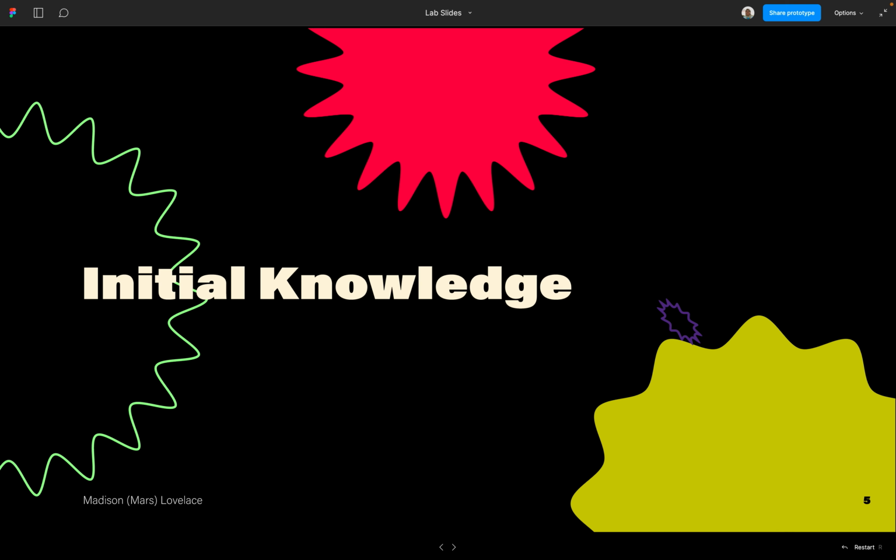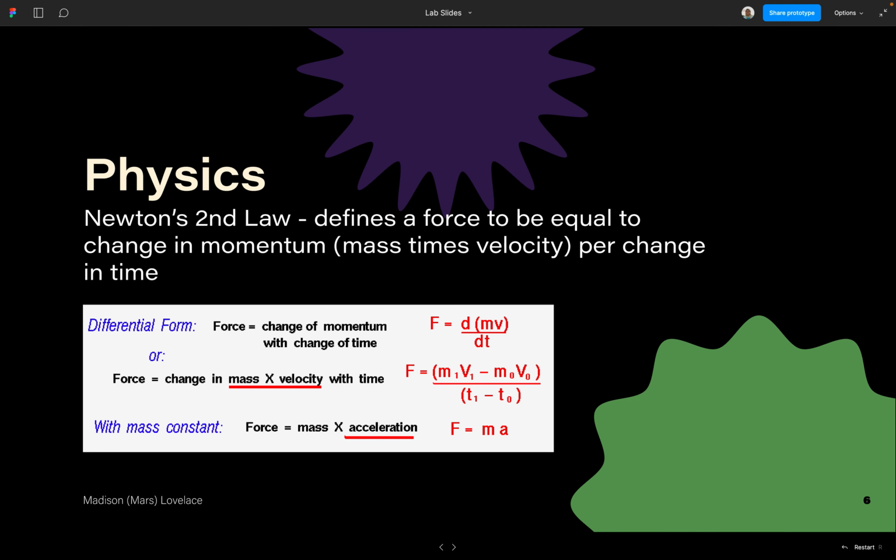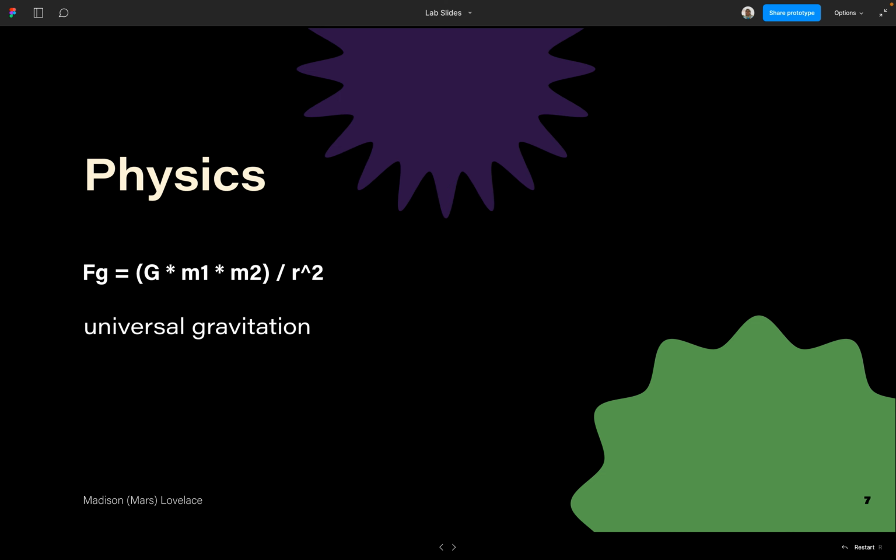Some initial knowledge I had going into this lab was obviously Newton's second law. I feel like that applies everywhere to these computational labs. Not using the second law in particular, but that knowledge of momentum and its parallel and perpendicular forces was heavily needed in this lab. And then universal gravitation, so F_g equals the universal gravitational constant times mass 1 and mass 2, all over the distance squared, and then multiplied by r-hat if needed, the direction.